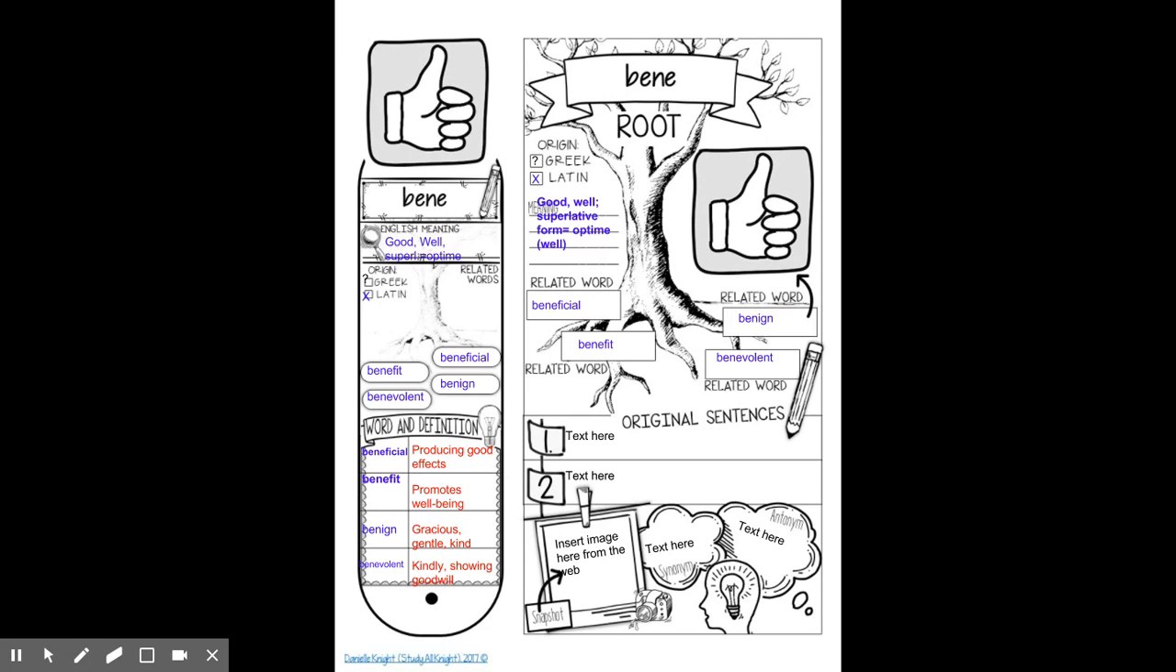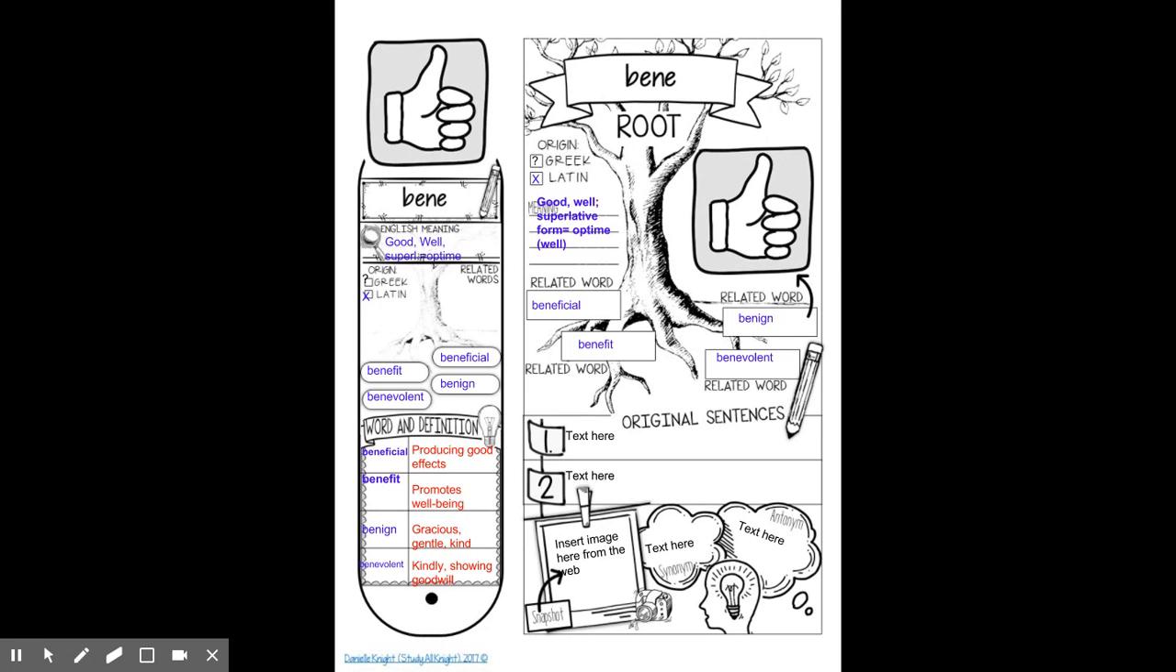So beneficial, yes, it means it's good, but it really means you're producing a good effect. Whereas benefit, it's not that you're producing, but it's that it's promoting well-being. And then benign, I know most of us have heard malignant and benign, where you've heard people say, oh, it's a benign tumor or it's a malignant tumor. And so I wanted to make sure you understood what the word benign means.